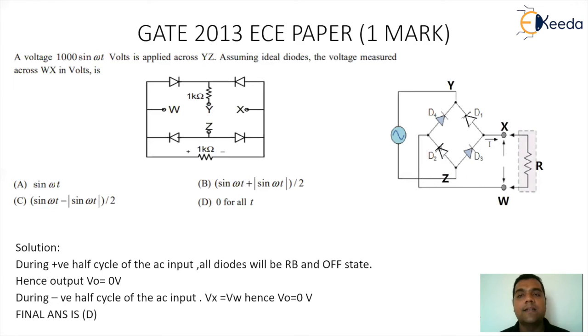Now when I consider the negative half cycle, you will find that point X and point W will become equipotential. Because of this, the value of Vo will go to 0. So the voltage measured between points W and X in volts will remain 0 always, for the positive half cycle as well as the negative half cycle. Eventually, the final answer is option D, which is 0 for all time t.